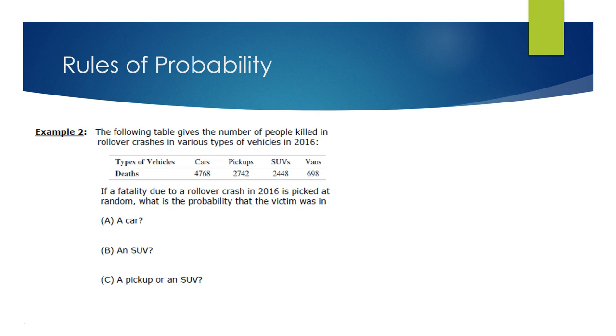So we have example 2 here. The following table gives us the number of people killed in rollover crashes of various types in vehicles in 2016. So there's your data. If a fatality due to a rollover crash in 2016 is picked at random, what is the probability that the victim was in A, a car, B, an SUV, or C, a pickup or an SUV? So take a moment, calculate these. You're going to be asked to round them to a certain decimal place, so be careful with the rounding, and then we'll go over it.